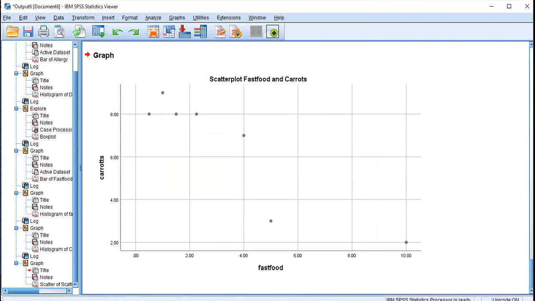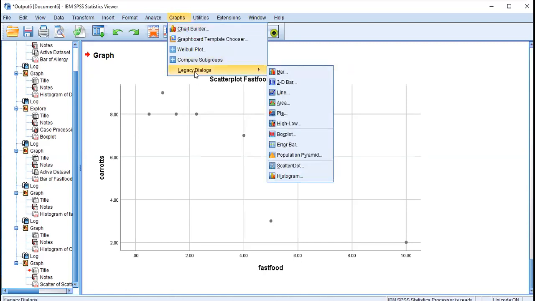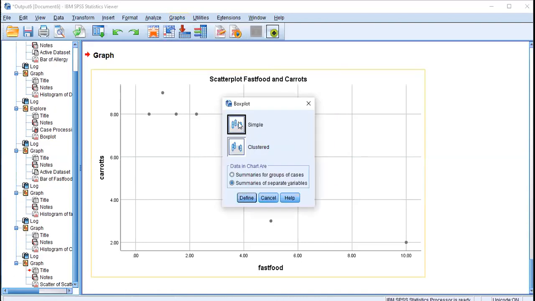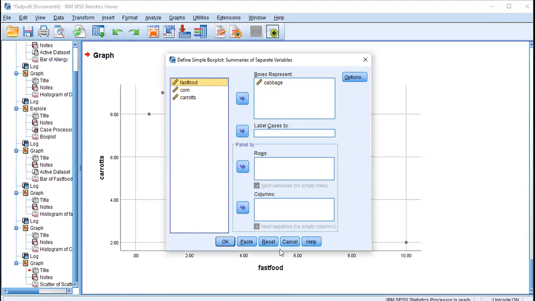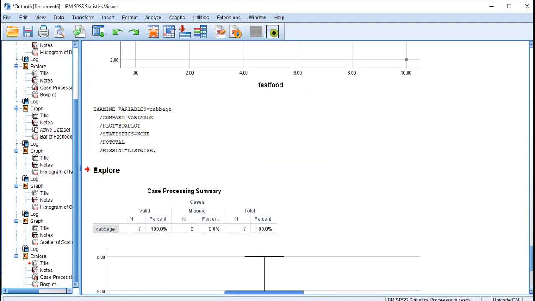And now coming to the last part of the question, where we have to create a box plot for cabbage, and also state whether we have any outlier or not. So we have legacy dialog. We have something called box plot. Clicking on that box plot, simple I'm doing it. Defining I am doing it. I'm saying, okay, fine. So reset I'm doing it. Cabbage I have to find out, and then I'm doing it this way. So this is what I'm getting.